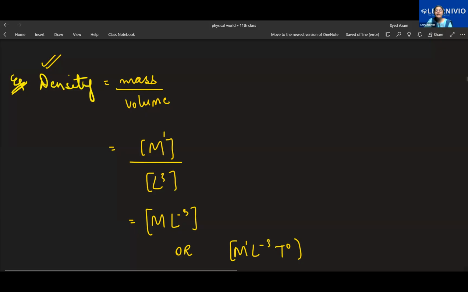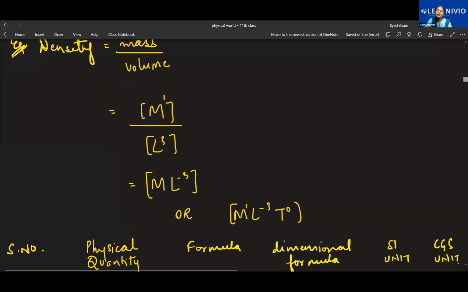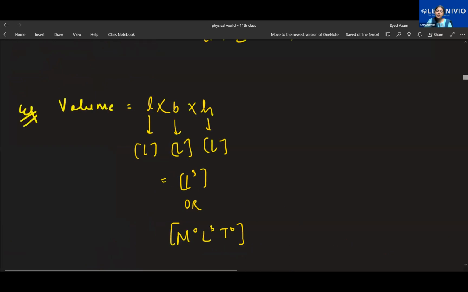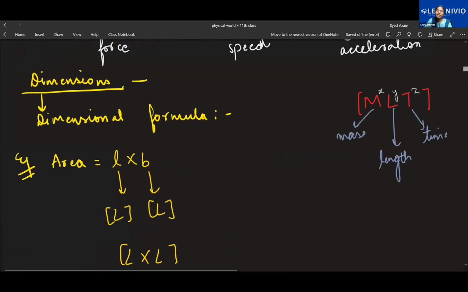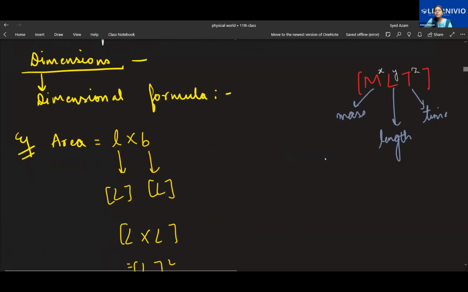Write it, then we'll see some quantities. Some of the physical quantities we have to see in your class 11's portion where we'll discuss it. Please write it first.